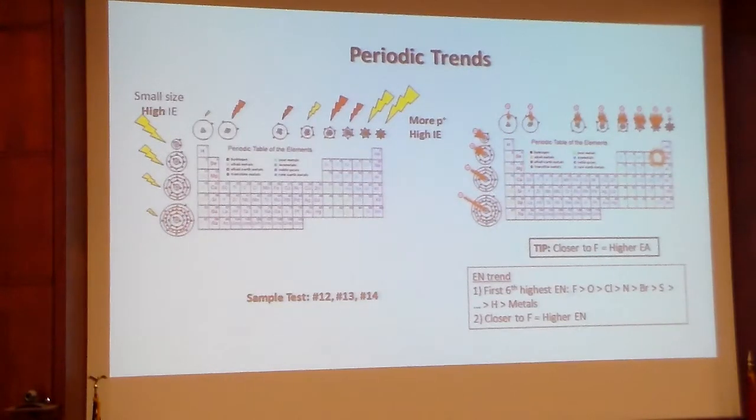Across the period, more protons, need more energy. Alright? EA and EN are pretty much the same. Closer to fluorine, higher EA and EN. But for EN, make sure you know the first six first: F, O, Cl, N, Br, S. That's for EN. And the rest, closer to fluorine, higher EN.